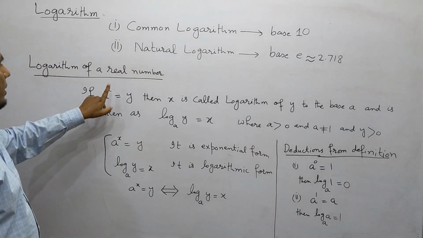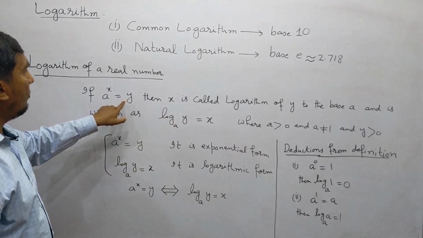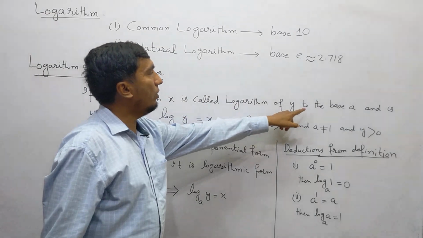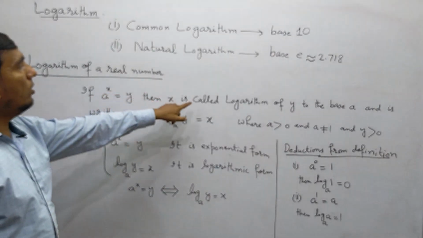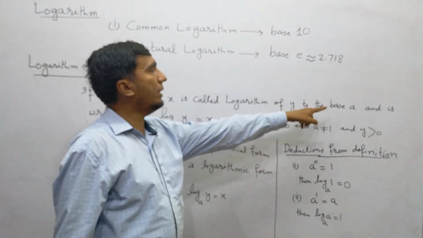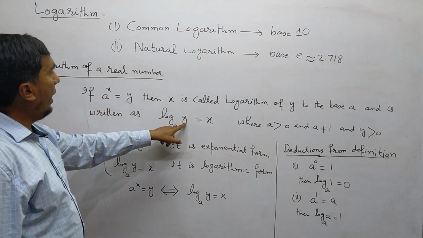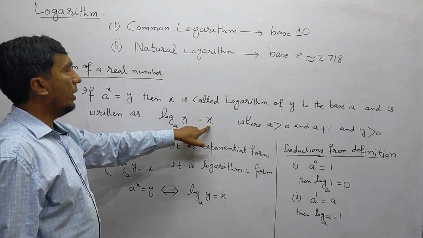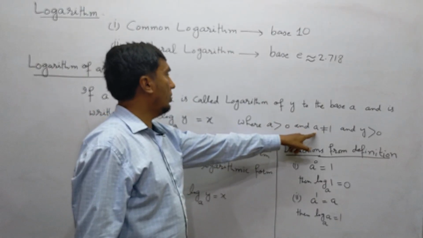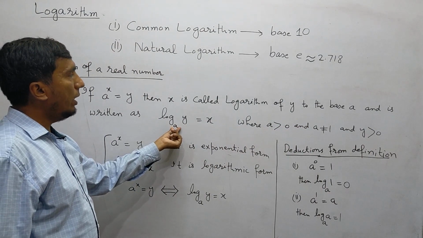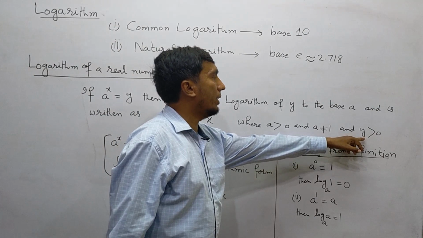If a raised to the power x is equal to y, then x is called logarithm of y to the base a. That means the exponent is called logarithm of y to the base a and is written as log y to the base a is equal to x, where a is greater than 0 and not equal to 1, and y is also greater than 0.